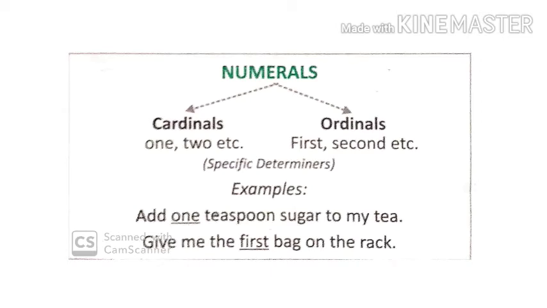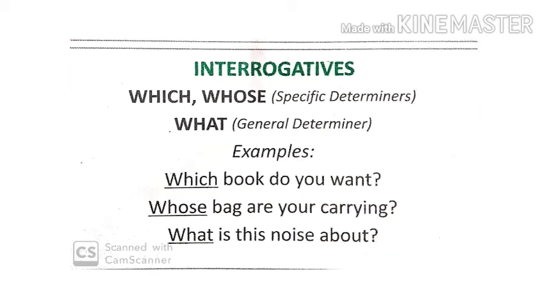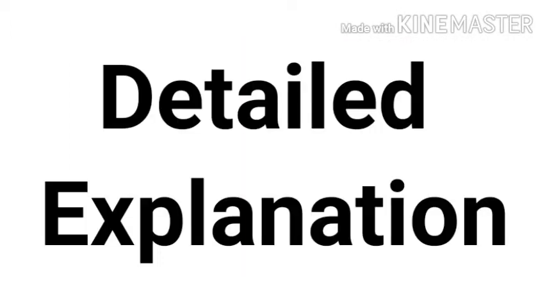At last, we have interrogatives. You know the interrogatives: which, whose, what. For example, which book do you want? Whose bag are you carrying? So students, these were the 7 kinds of determiners that we did. Now I am going to explain each one of them in detail.